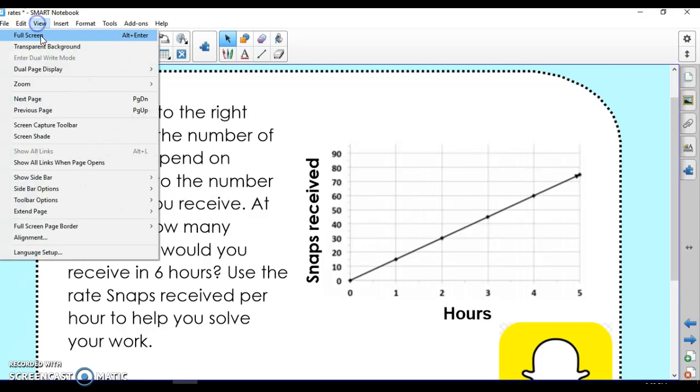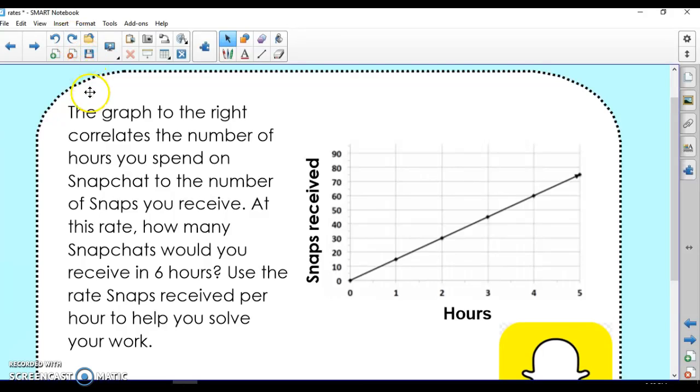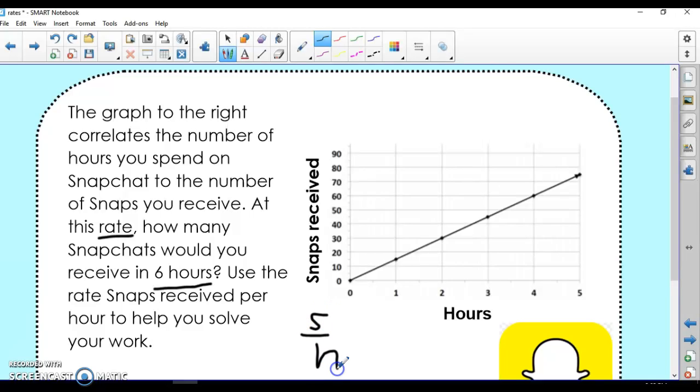together. All right, it says here, the graph to the right correlates the number of hours you spend on Snapchat to the number of snaps you receive. At this rate, how many Snapchats would you receive in 6 hours? Use the rate snaps received per hour to help you solve your work. So snaps per hour to help you out, okay?